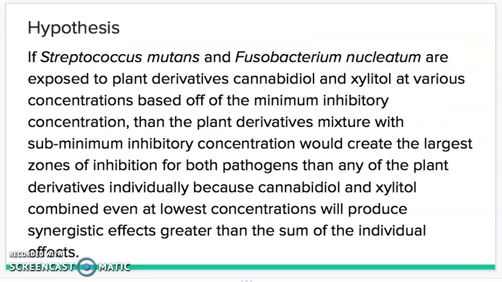So my hypothesis states, if Streptococcus mutans and Fusobacterium nucleatum are exposed to plant derivatives, cannabidiol and xylitol, at various concentrations based off the minimum inhibitory concentration, then the plant derivative mixture with sub-minimum inhibitory concentration would create the largest zones of inhibition for both pathogens than any of the plant derivatives individually, because cannabidiol and xylitol combined, even at lowest concentrations, will produce synergistic effects greater than the sum of individual effects. So basically what I'm trying to find is that both of them together will create a bigger effect to get rid of these dental caries than individually.